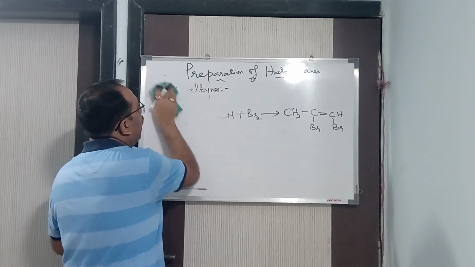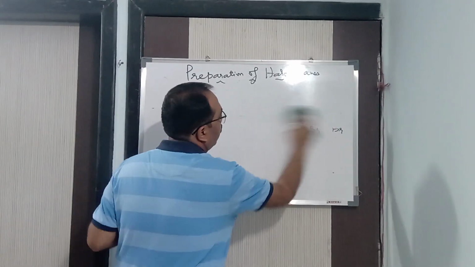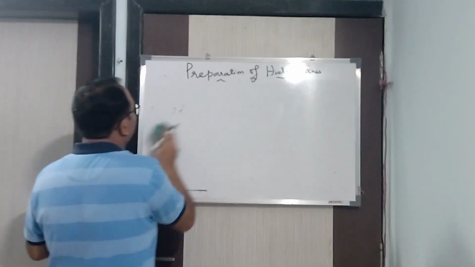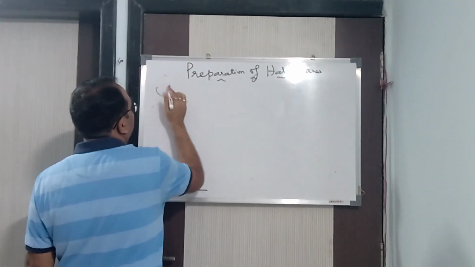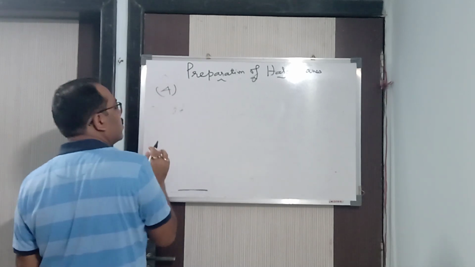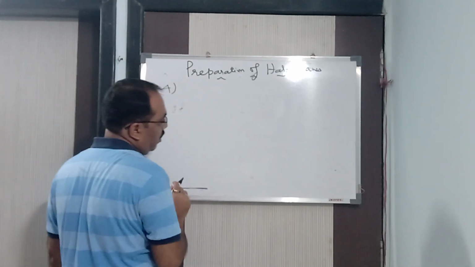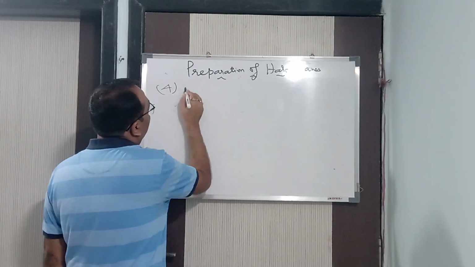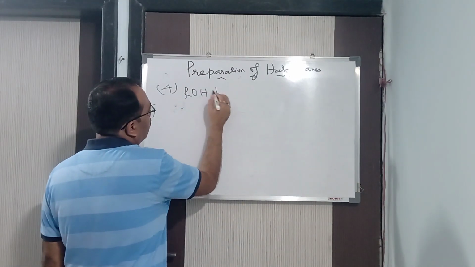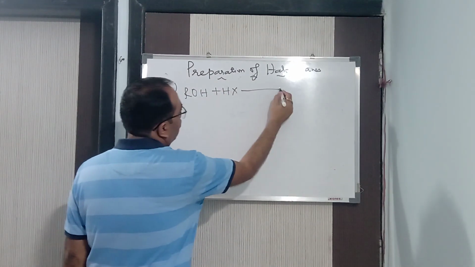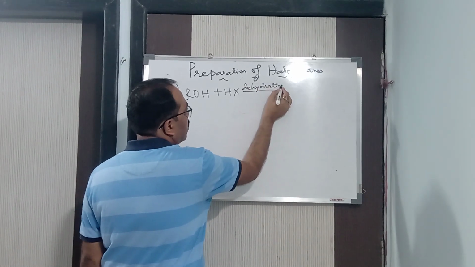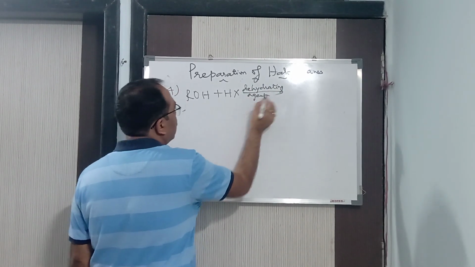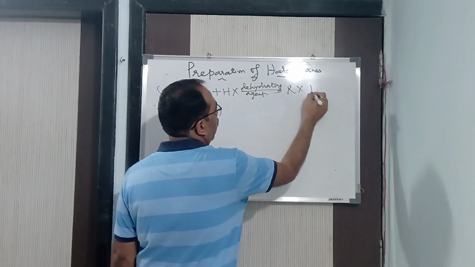Next we will see from alcohols. Here primary alcohol, secondary alcohol, and tertiary alcohol are there. The general reaction is ROH plus HX in presence of any dehydrating agent. What will it give you? It will give you RX plus water.